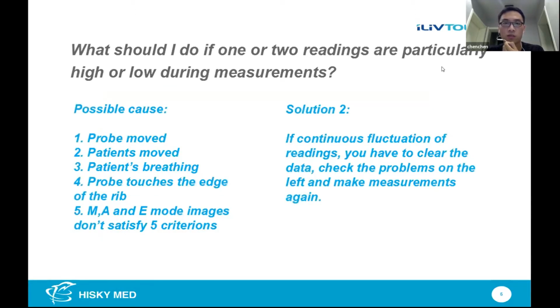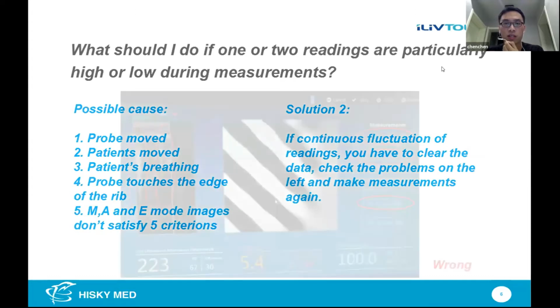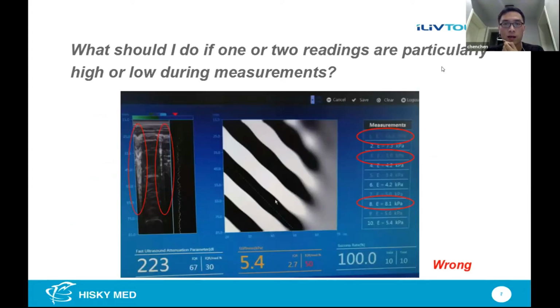And the second case is continuous fluctuation of readings. If I step on the foot switch but still get a very wide varying range of readings, you have to clear all the data, check the problem on the left, adjust it and make the measurement again. For example, like this one, as you can see, we get high readings at the first and second measurements, 11 and 7, and then I get some low results, and then at the eighth measurement I also got a high result.